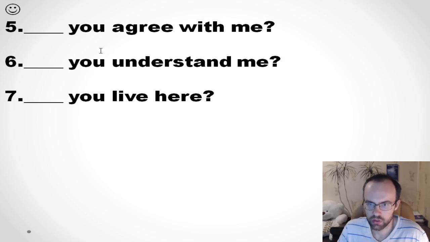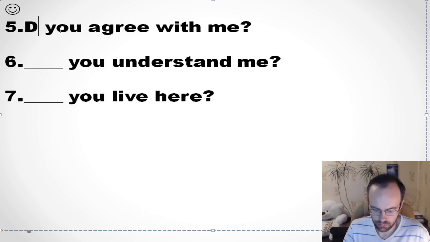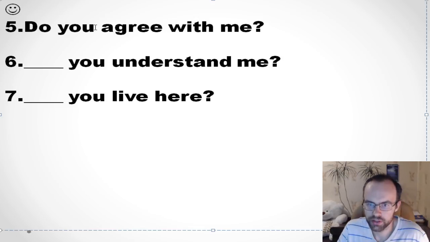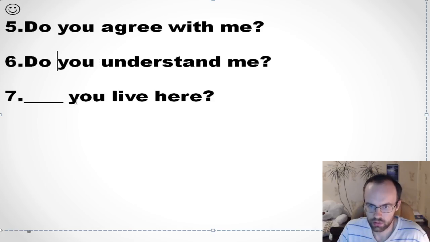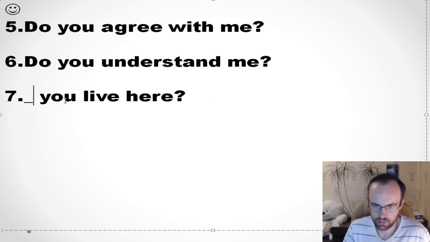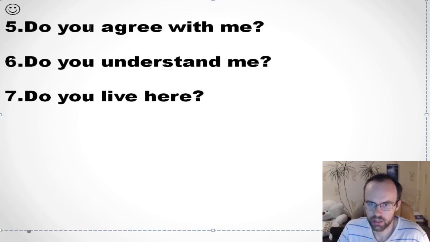Next. Do you agree with me? Or does you agree with me? I, we, you, they, do. Do you agree with me? Next. Do you understand me? Or does you understand me? You, I, we, you, they, do. Do you understand me? Does you live here? Or do you live here? I, we, you, they, do. Do you live here? Okay?